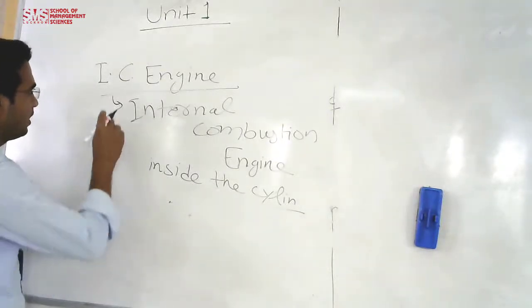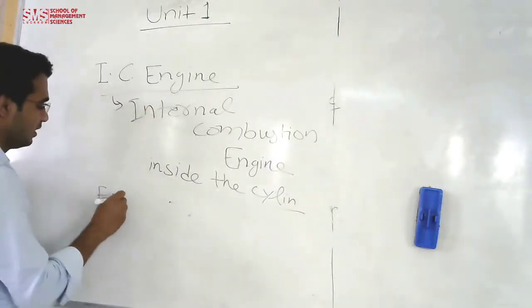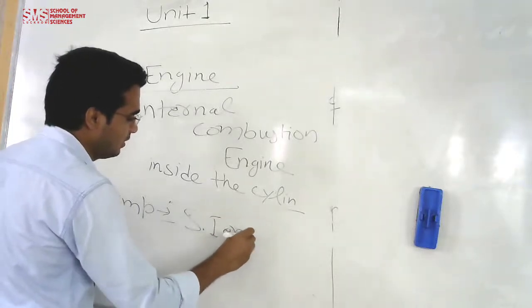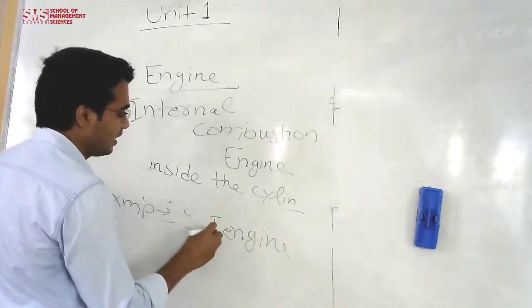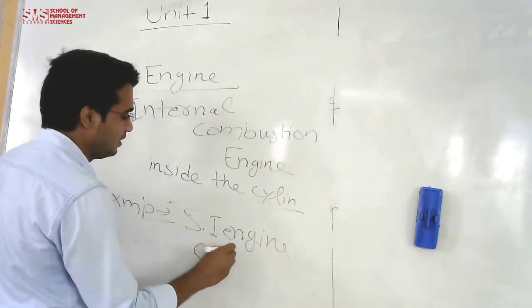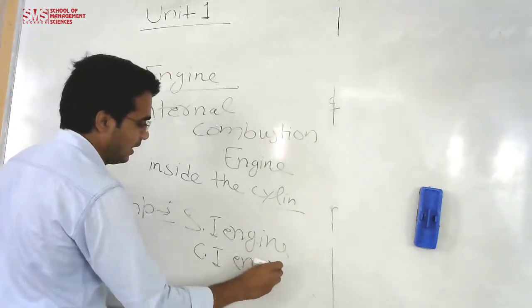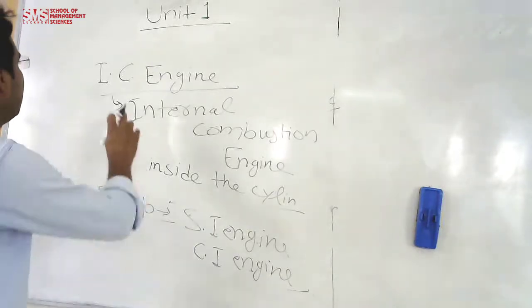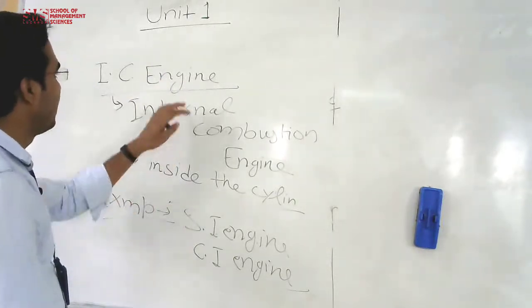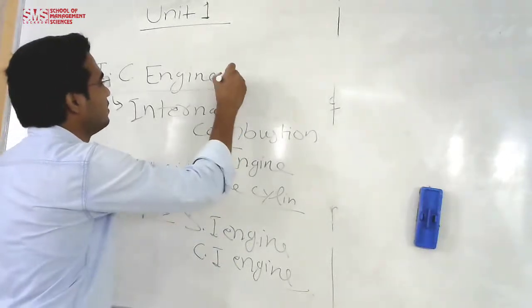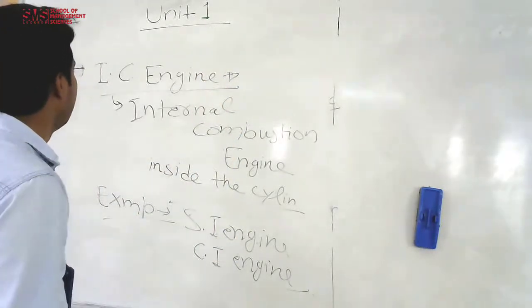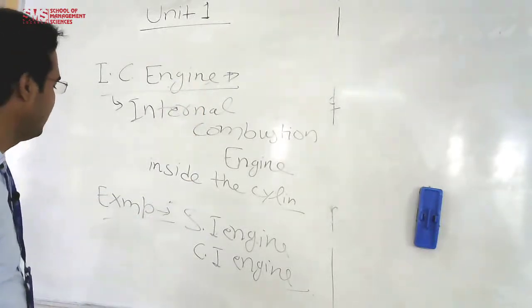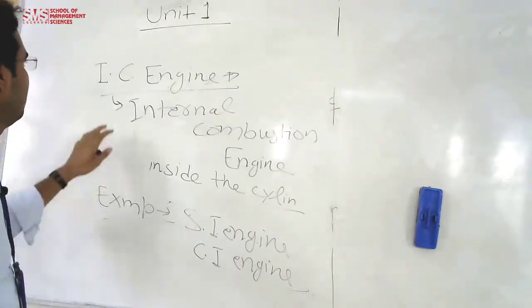So what is the example of internal combustion engine? Example is SI engine, spark ignition engine. Second one is CI engine. This one is clear to you? If someone asks you what is IC engine, you must reply that IC engine means internal combustion engine. Combustion takes place inside the cylinder. That's why it is called IC engine.